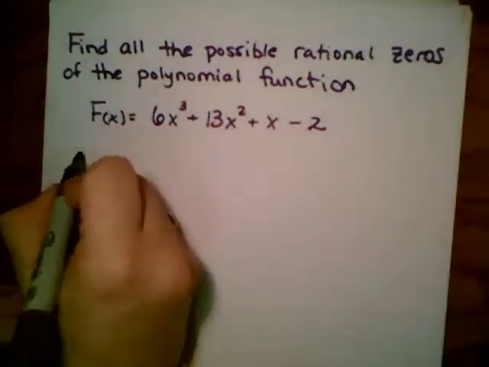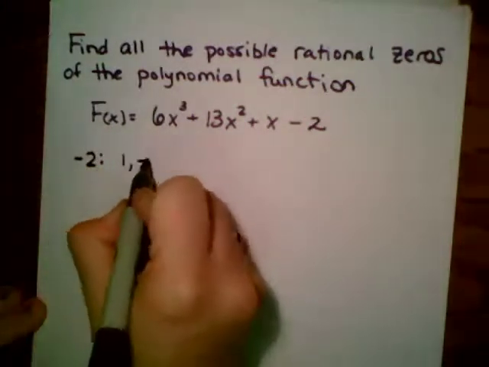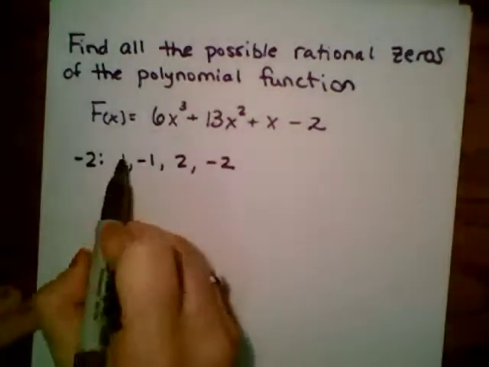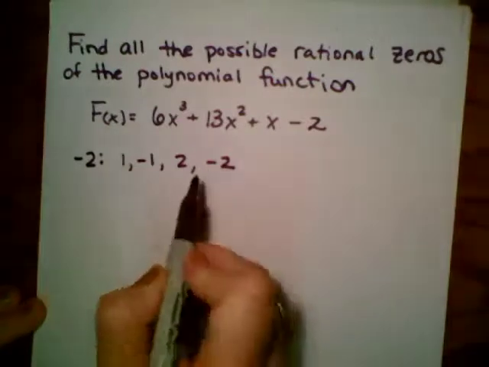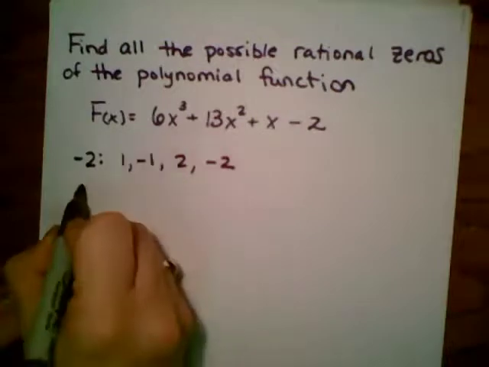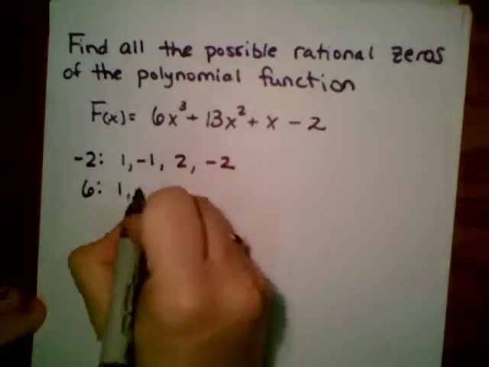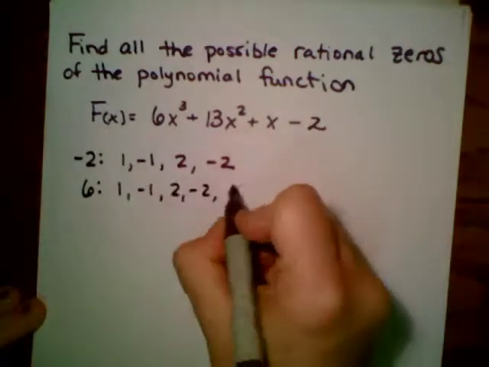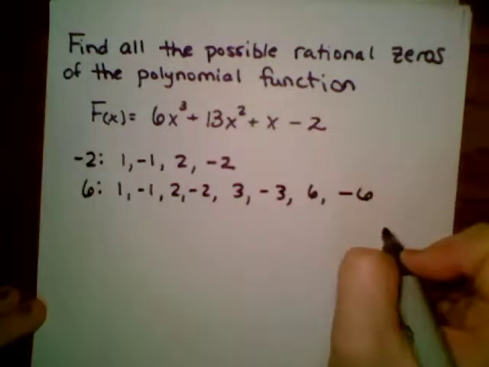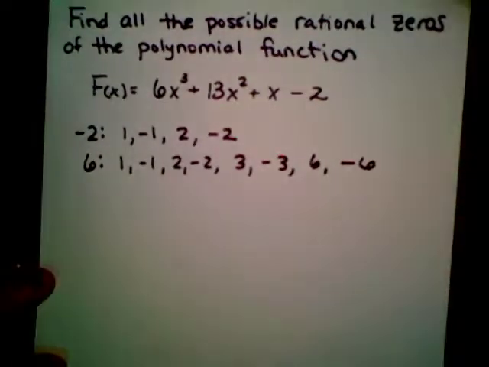The constant term was -2, and it has factors of 1 and -1, 2 and -2. Your publisher would have written plus minus 1, plus minus 2, just to be more compact. And then we move up here and we look for that leading coefficient 6, and it has several factors. 1 and -1, 2, -2, 3, -3, 6, -6. Does it have any more? I think that's a complete list of things that would divide evenly into 6.